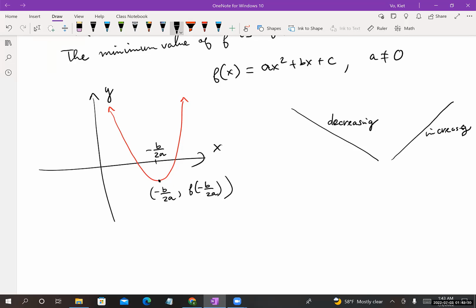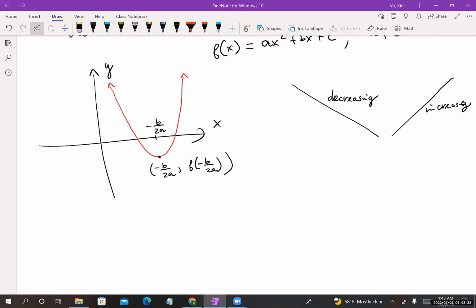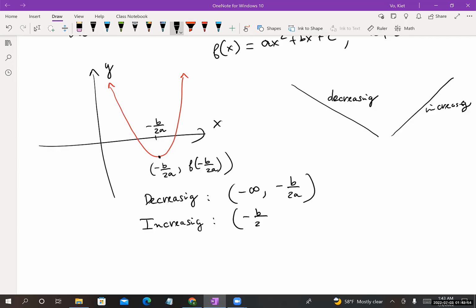So based on this, you can see that this function would be decreasing on the interval from negative infinity to negative b over 2a, and it is increasing on the interval from negative b over 2a to positive infinity. Okay. Now the opposite would happen if we have a parabola that opens down. Okay, so this is when a is greater than 0. That's why it opens up.